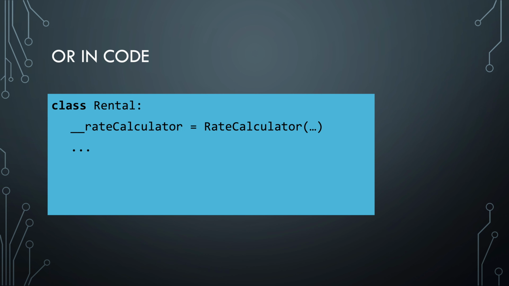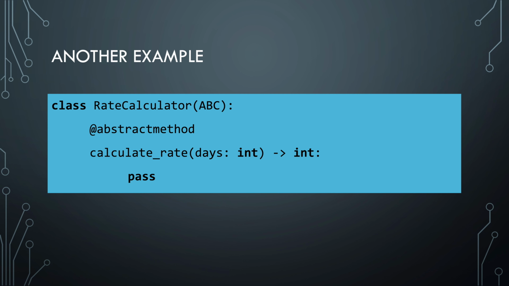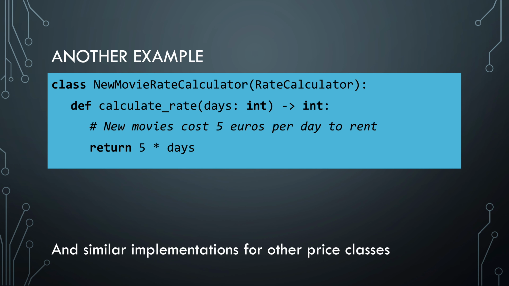In code, we have a rental class that refers to a rate calculator, and the rate calculator is an abstract class with an abstract method to calculate the rate. And for each rate, we have a specific subclass. Here's the example of the new movie rate calculator. The other 2 rate calculators will look very similar to this one, but the body of the calculate rate method will obviously be different.